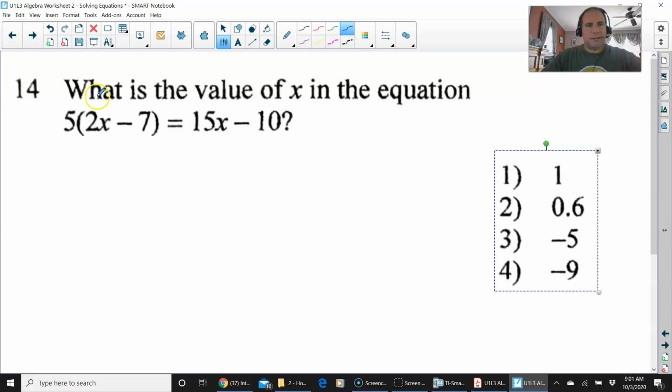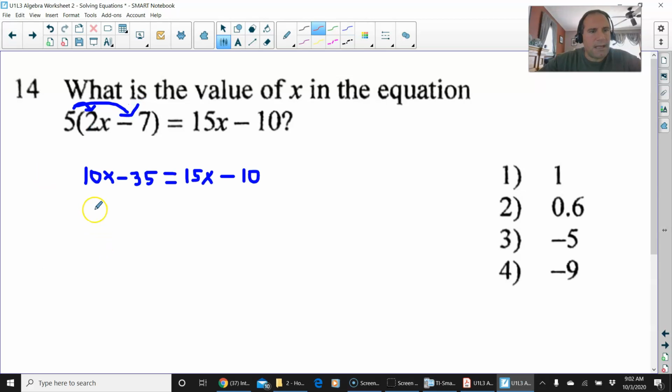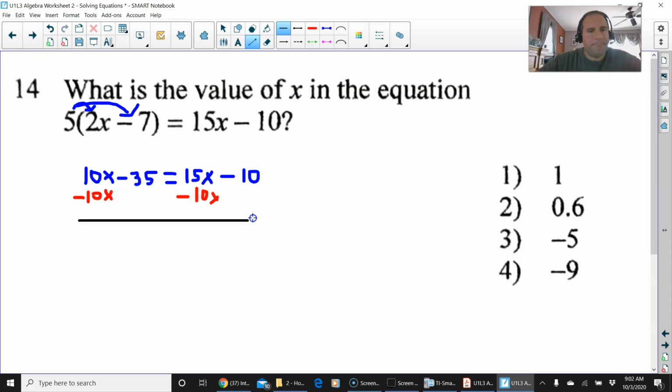Back to the distributive property. On the left side, you're going to distribute, and you get 10x minus 35 equals 15x minus 10. I have variables on both sides of the equation, so I'm going to bring the smaller coefficient variable over to the larger. This cancels. You get negative 35 equals positive 5x.